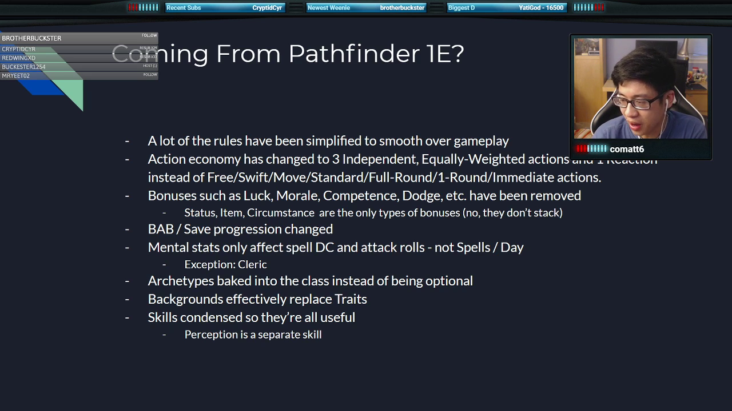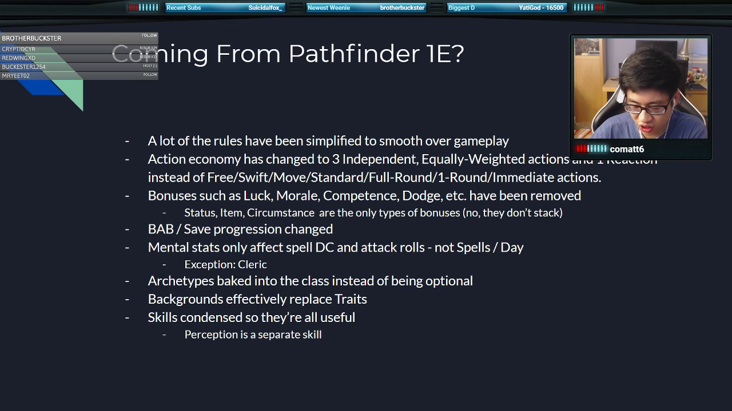In addition, Pathfinder First Edition was notorious for a lot of different types of bonuses. Haste gave you a dodge bonus to armor class. It gave you a morale bonus to attack rolls, and it was just crazy. Inspire Competence gave a competence bonus to attack rolls and damage rolls, but a morale bonus to saving throws, and there were way too many numbers to keep track of. So they removed all of that, and they simplified it to 3 different types of boosts in Pathfinder 2nd Edition.